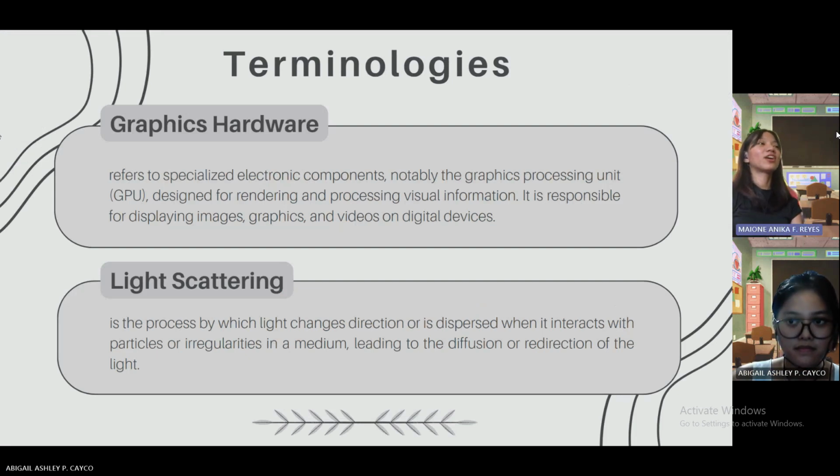Terminologies. Graphics hardware refers to specialized electronic components, notably the graphics processing unit or GPU, designed for rendering and processing visual information. It is responsible for displaying images, graphics, and videos on digital devices. Light scattering is the process by which light changes direction or is dispersed when it interacts with particles or irregularities in a medium, leading to the diffusion or redirection of the light.